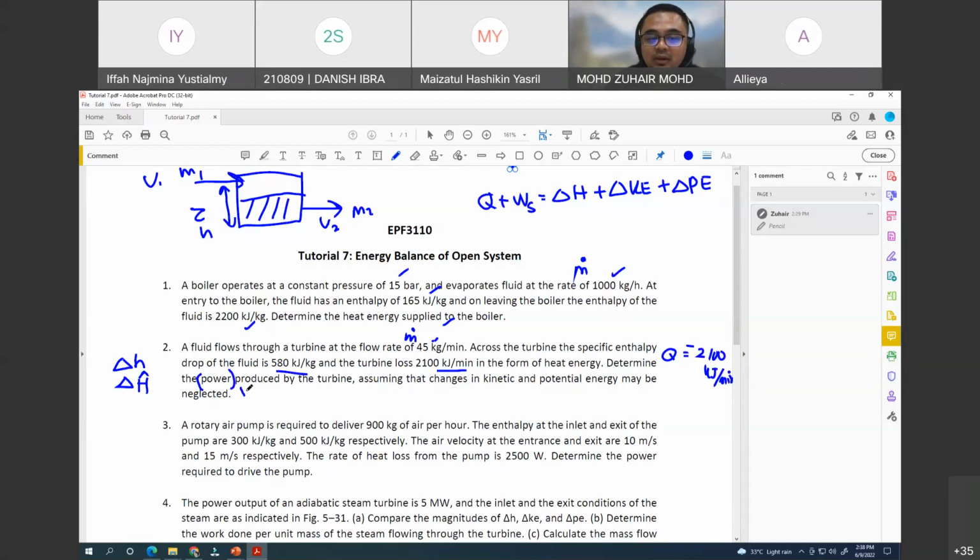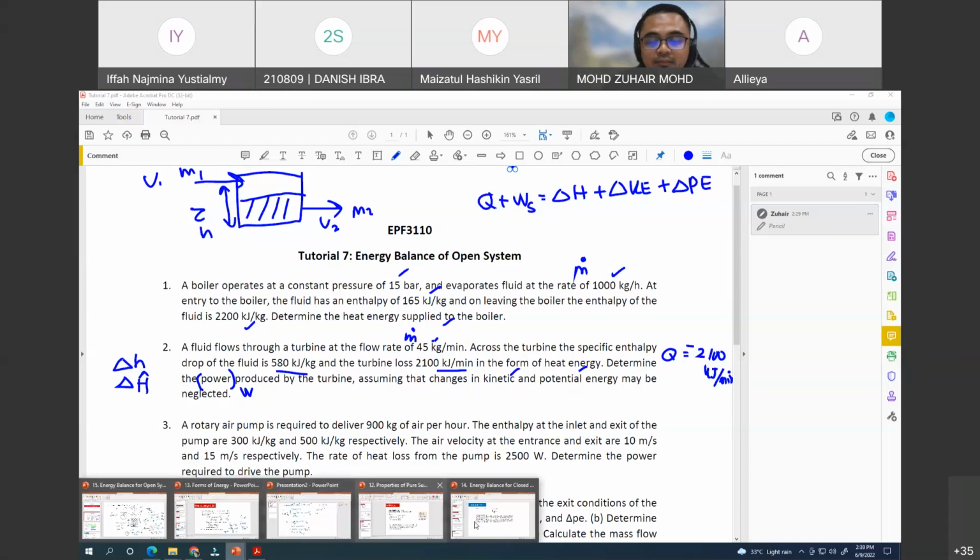Determine the power produced by the turbine. Power, we are referring to W. Produced by the turbine. Assuming the changes in kinetic and potential energy may be neglected. Okay, it is clearly stated here that the kinetic and potential energy may be neglected. So, our work is easier.